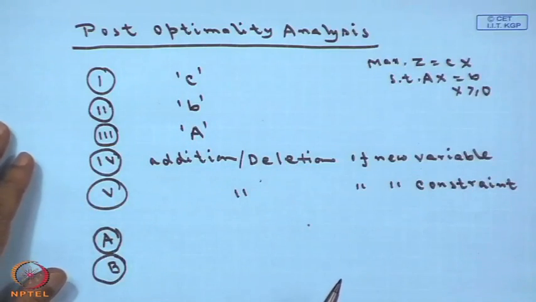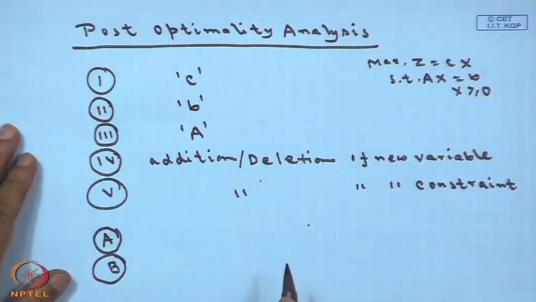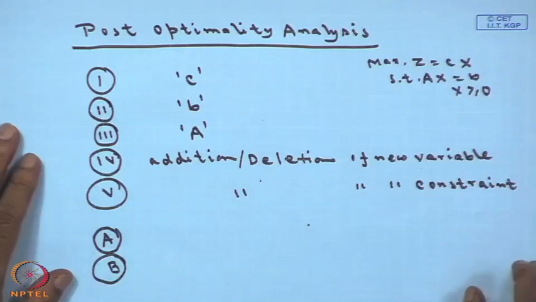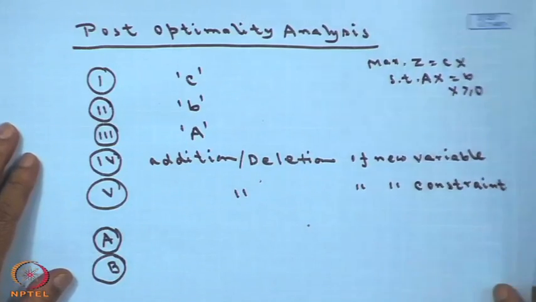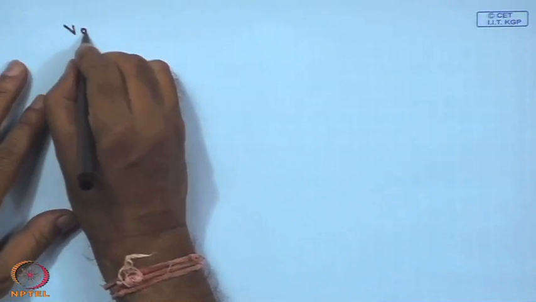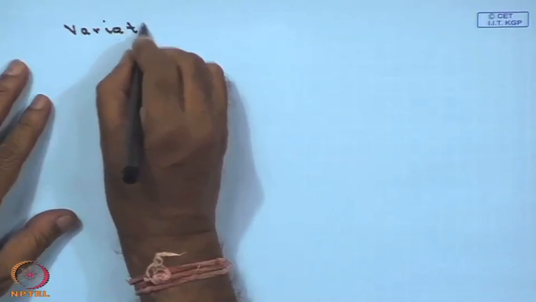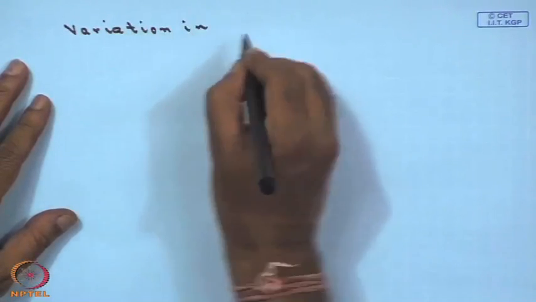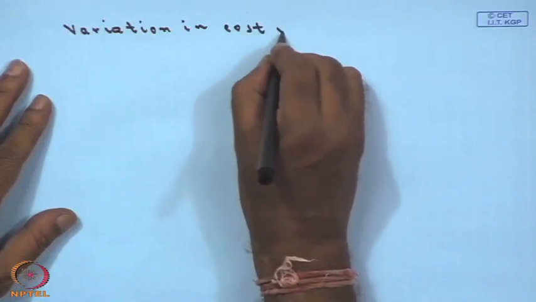So therefore, the basic variables remain the same but the values have been changed, and number 3, the basic solution changes entirely. So these are the 3 different issues that can occur. Let us see one after another, let us analyze all 5 of them. Let us see what happens for one of them. So, the first one is the variation in cost vector C.